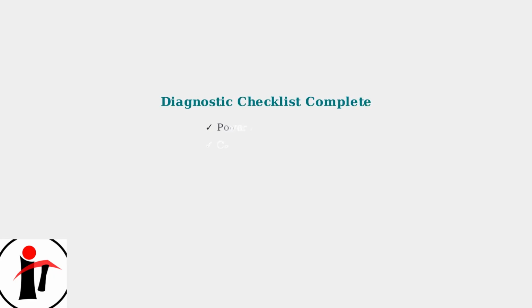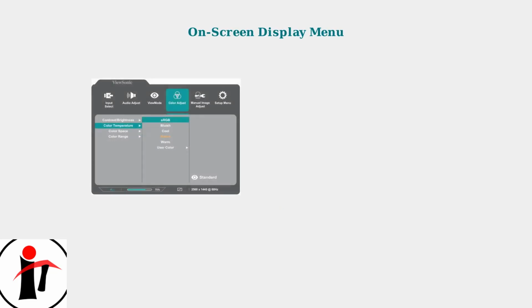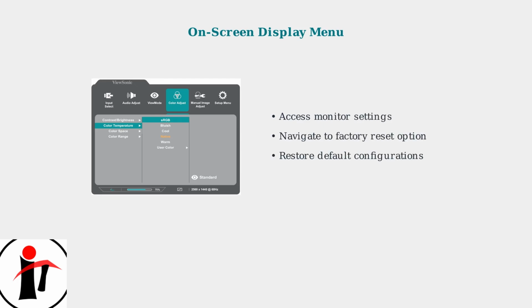These diagnostic steps will help identify the most common causes of display problems. If these basic checks don't resolve the issue, more advanced troubleshooting may be needed. When basic troubleshooting fails, advanced techniques can help identify and resolve monitor issues. Start by accessing the monitor's on-screen display menu, also known as the OSD menu.